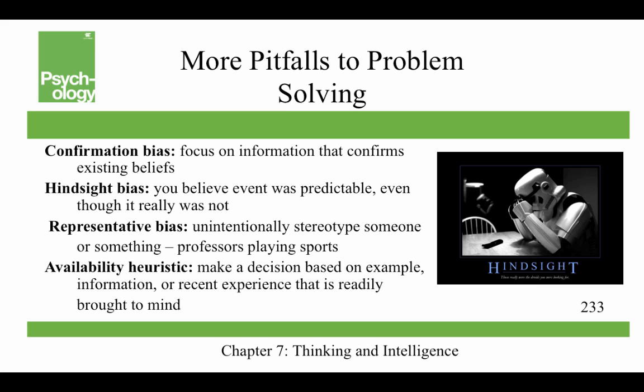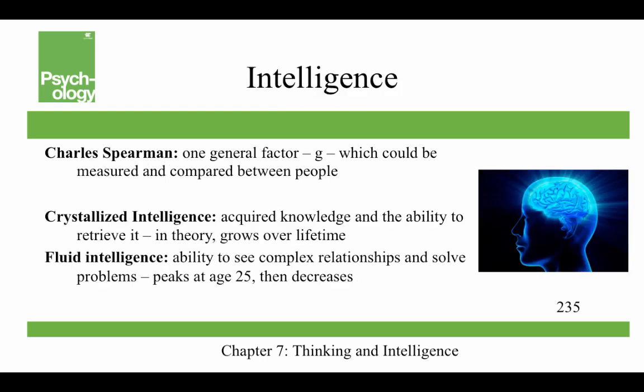That's work. An availability heuristic is when you make a decision based on examples, information, or recent experience that's readily brought to mind. So people tend to buy flood insurance after a flood, and they get scared walking home after watching a movie about serial killers. They weren't worried about getting killed by a serial killer, and then they watch a movie about it, and suddenly it's very available to them that this could happen. It's a good segue into intelligence.